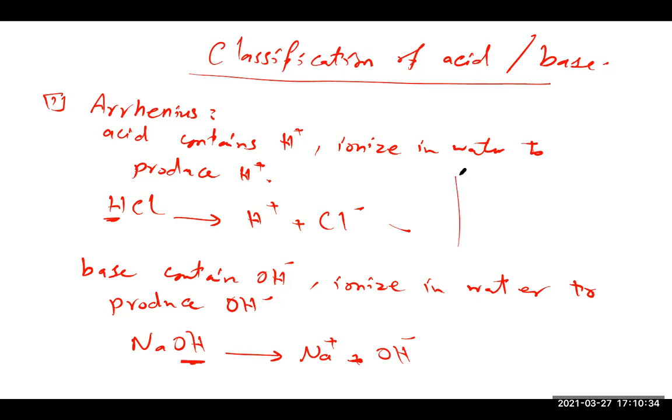We have only one problem with Arrhenius: he didn't consider NH3 as a base, and NH3 is a base. So this is for Arrhenius. What is the problem? He didn't consider NH3 as a base because it doesn't contain OH, but actually NH3 is a base.